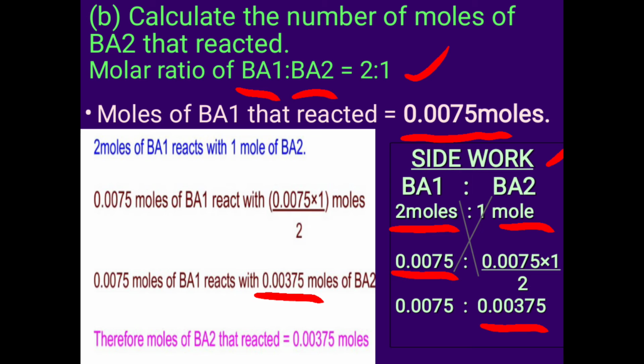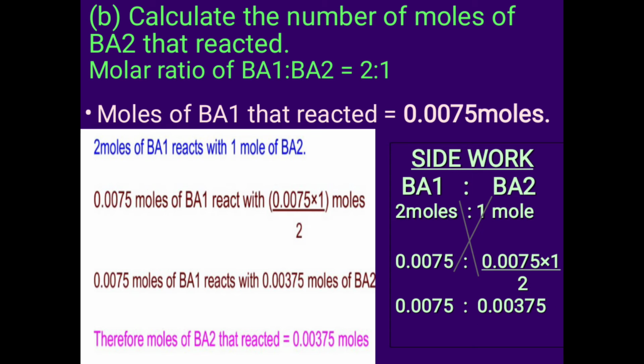I think we are together. So those approaches, as I have shown you, they are the ones we use if we are to calculate a solution whose concentration is unknown. And I repeat myself by saying, never use formulas. Never use formulas. We use statements. So I have used the statements here to calculate the number of moles of Ba2 that reacted. Okay, let us continue.